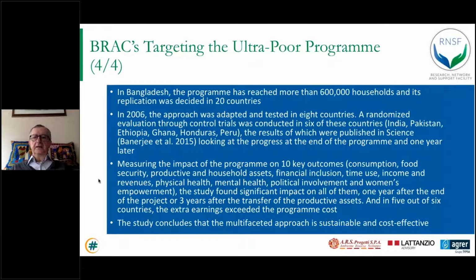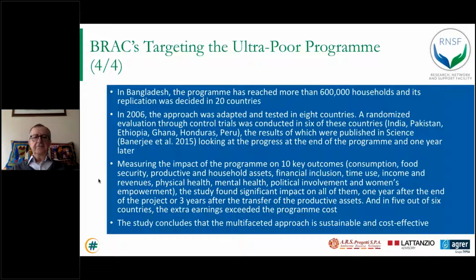Measuring the impact of the program was made on 10 key outcomes: consumption of the households, food security, productive and household assets, financial inclusion, time use, income and revenues, physical health, mental health, political involvement, and women's empowerment. And the study found significant impact on all of these outcomes, 1 year after the end of the project, or 3 years after the transfer of the productive assets.